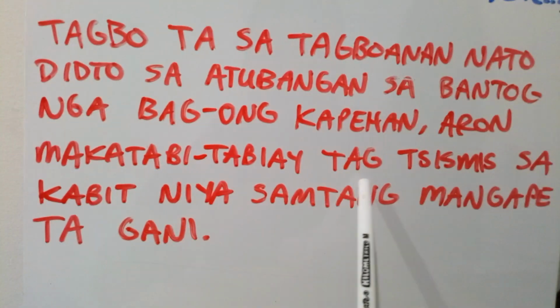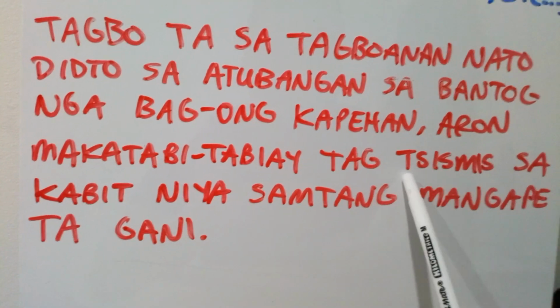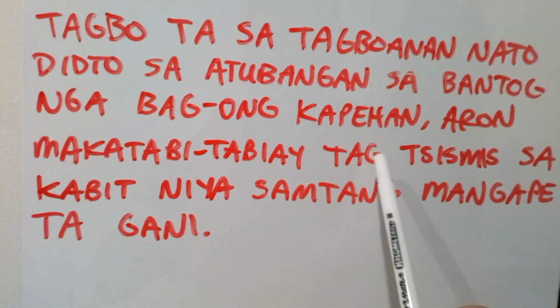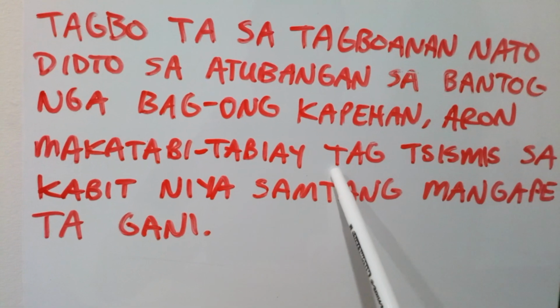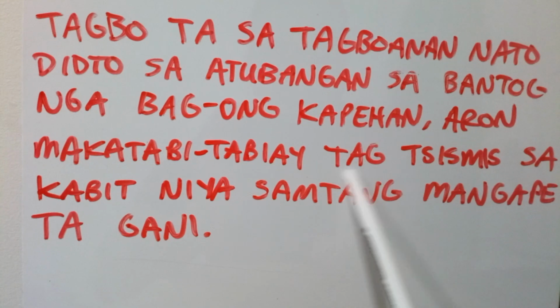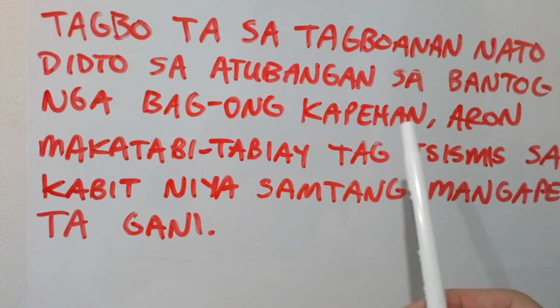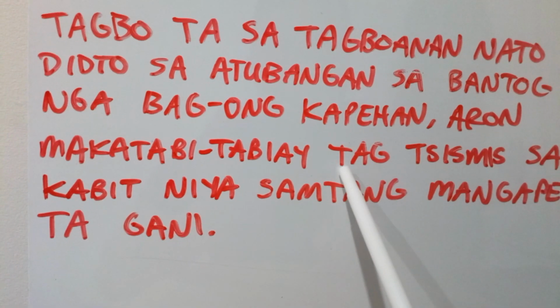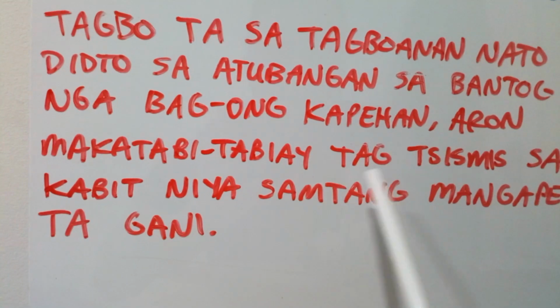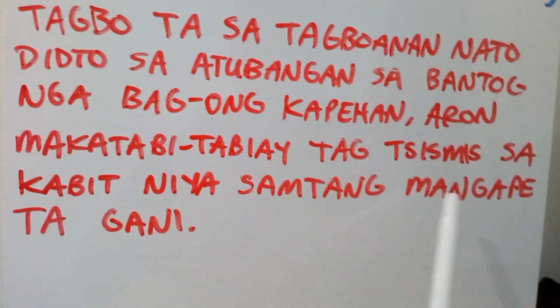"Makatabi-tabi ay tag chismis", chismis is the noun for gossip, right? And then look what I did here. I overlooked this, but look, I put a contraction here with ta and og, right? "Tabi-tabi tag chismis sa kabit niya samtang mangape."